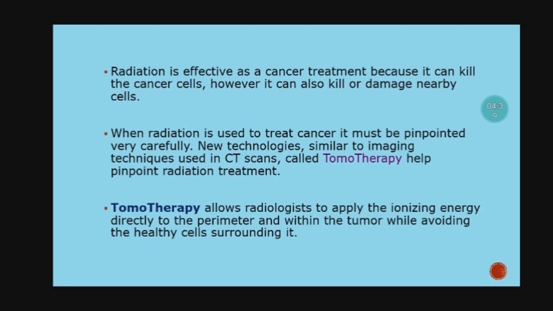Radiation is effective as a cancer treatment because it can kill the cancer cells. However, it can also kill or damage nearby cells. When radiation is used to treat cancer, it must be pinpointed very carefully. New technology, similar to imaging techniques used in CT scans, called tomotherapy, helps pinpoint radiation treatment. Tomotherapy allows radiologists to apply the ionizing energy directly to the perimeter and within the tumor while avoiding the healthy cells surrounding it.